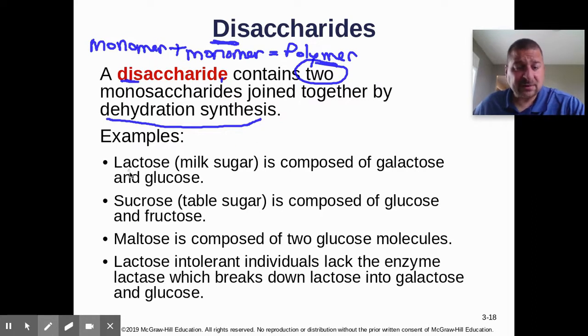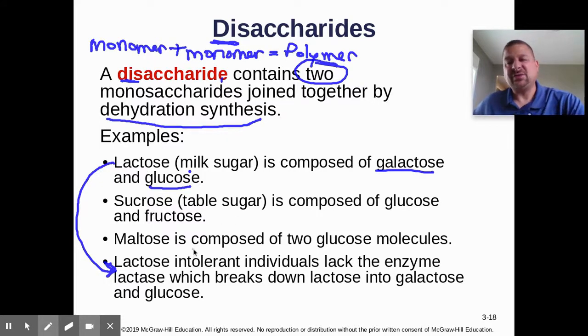Some common examples that you may have heard of: lactose. When you take glucose, a simple sugar, and galactose, that makes lactose, milk sugar. Some people don't have the enzymes to break that down. You hear them say, oh, they're lactose intolerant. They get real sick on their stomach if they have too much ice cream or milk with their Oreos, and they just don't have the right enzymes to break that down.